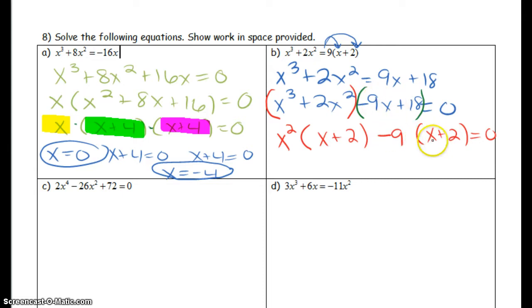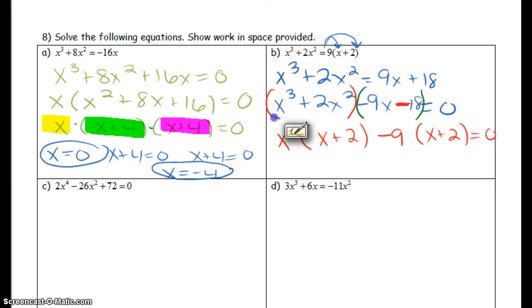-9x, take out the -9, I'm just left with x. 18 divided by, oh, sorry, that's why it didn't work. That should be a negative when I bring the 18 over. So -18 divided by -9 gives me the positive 2. Be careful there, because I made a mistake. Okay, so that's a minus 18.